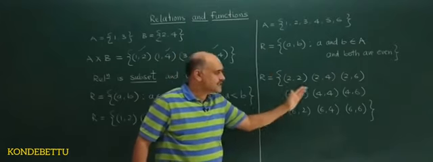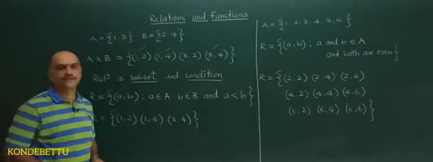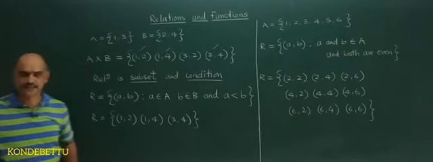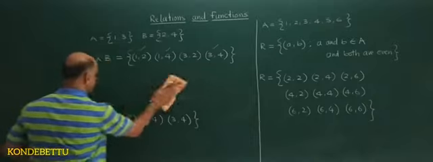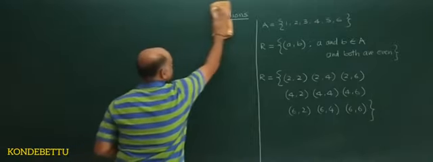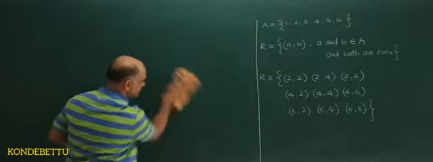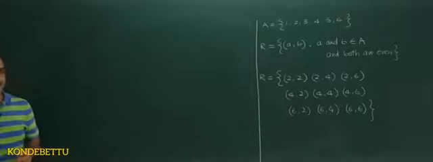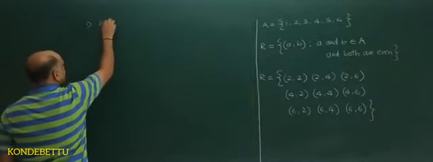Now using this example, I will be telling the different types of relation which we have over here. There are 3 types, mainly reflexive, symmetric and transitive. So first, reflexive.